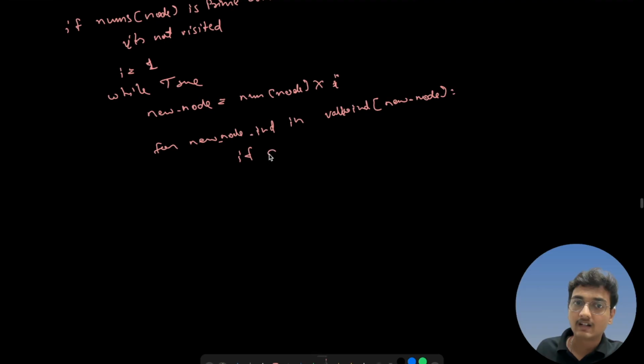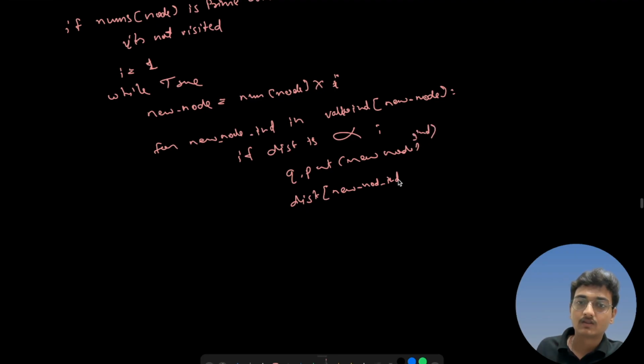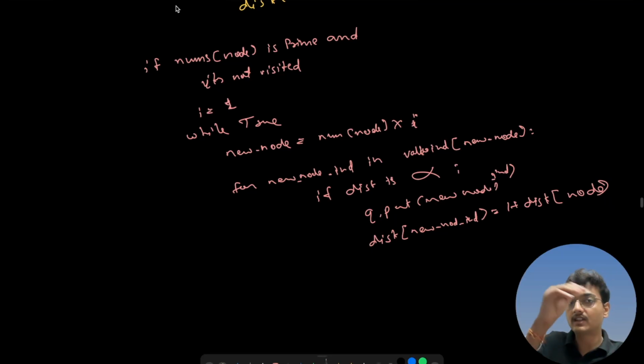If distance is infinite, then only I need to do what I need to do. Q dot put simple, q dot put new node. Second thing what I need to do. I need to visit that node and I need to update the distance. So new node index, it should be the index only. Okay, so new node index equal to 1 plus whatever distance I'm taking to reach node, my node. Okay, because I was traversing from the node.